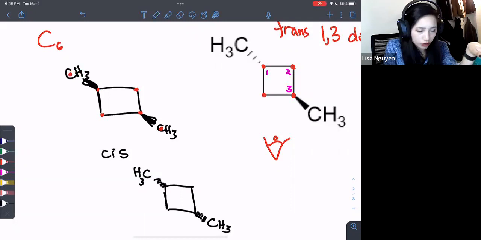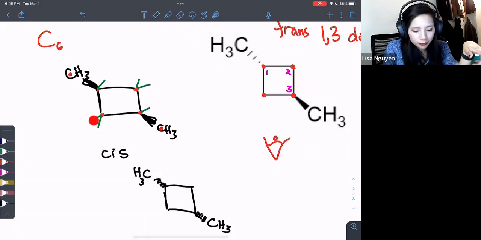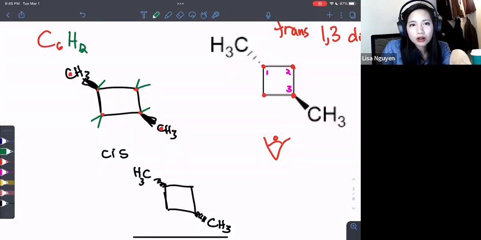So this carbon has 3 hydrogens. So does this one. The ones in the ring, there's 2 hydrogens here, 2 hydrogens there. Be very careful with these ones. So this carbon already has 3 bonds, so there's a hydrogen there and there's a hydrogen there. All right, so total, there's 1, 2, 3, 4, 5, 6, 7, 8, 9, 10, 11, 12. So this is C6H12.